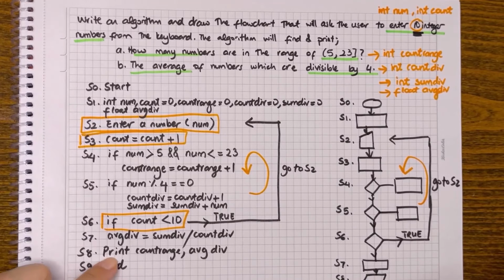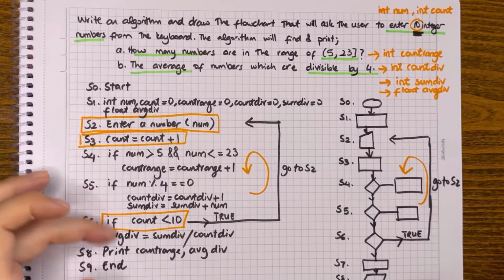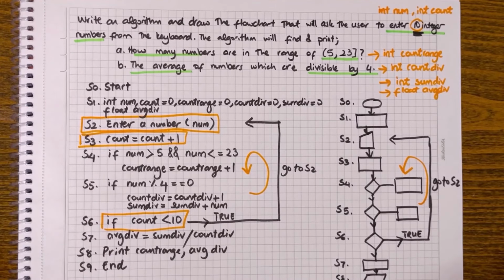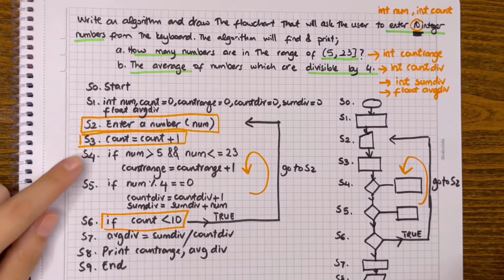Okay, in this example, we have used multiple inputs and multiple outputs. We have used one repetition statement, and inside the repetition statement, we have used 2 decision statements.